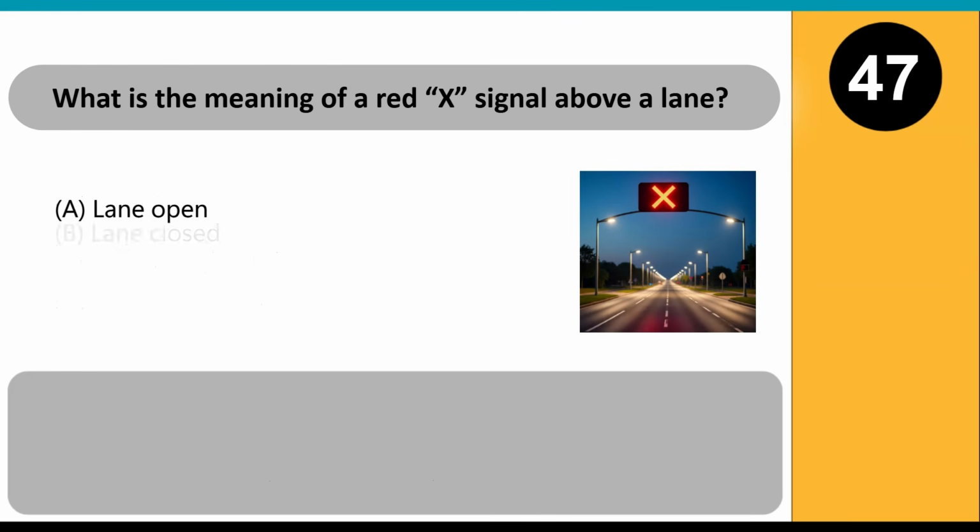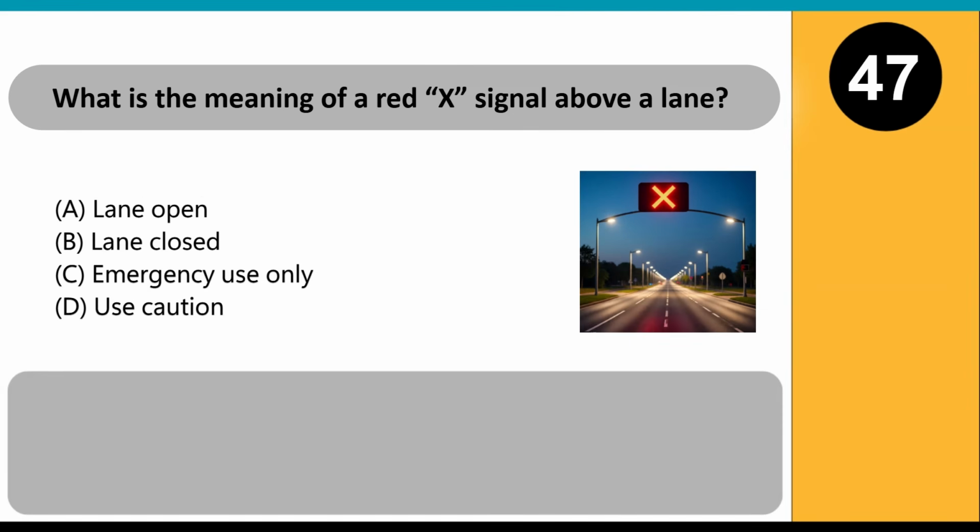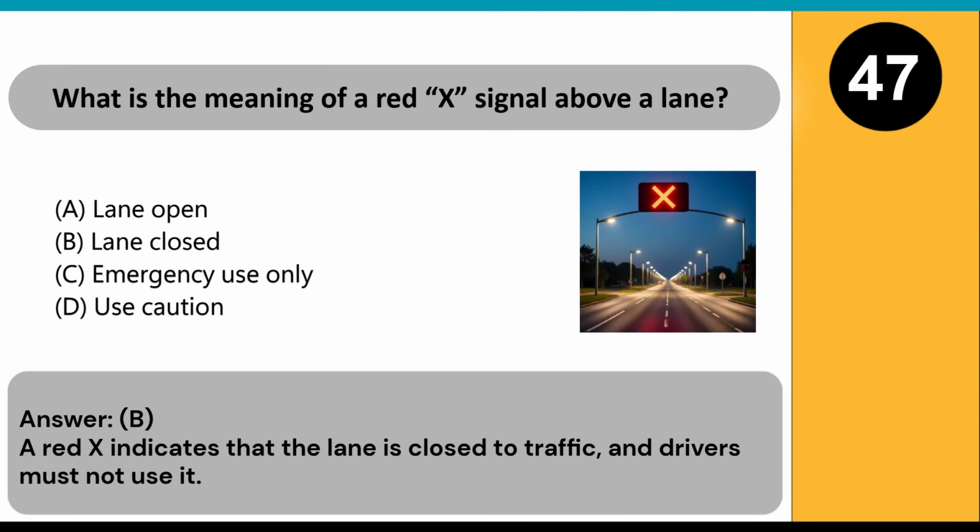What is the meaning of a red X signal above a lane? A. Lane open. B. Lane closed. C. Emergency use only. D. Use caution. Answer: B. A red X indicates that the lane is closed to traffic and drivers must not use it.